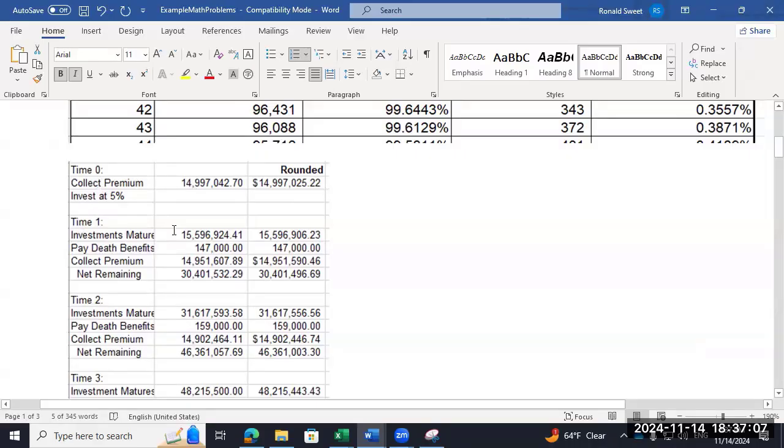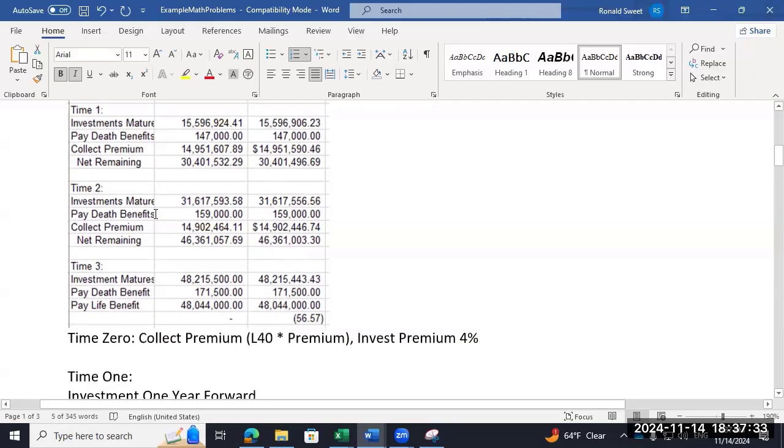At the end of time 1, you make 4% on that. You pay a death claim of the D40s times $500. You collect the premiums from the L41s, L41 times $154. You take the 15 million minus the 147 plus the 14,951. That ends up at 30,401,000. You then take that 30,401 and multiply it by 1.04. That's your portfolio at the beginning of time 2.